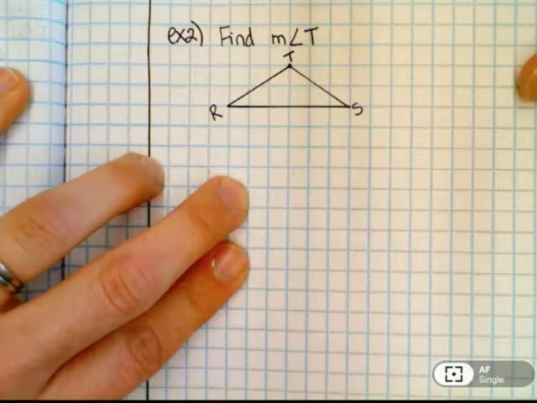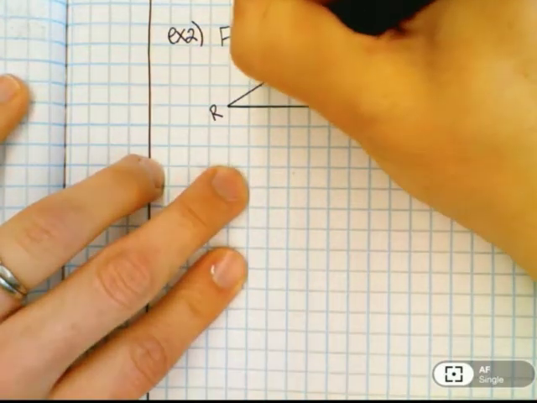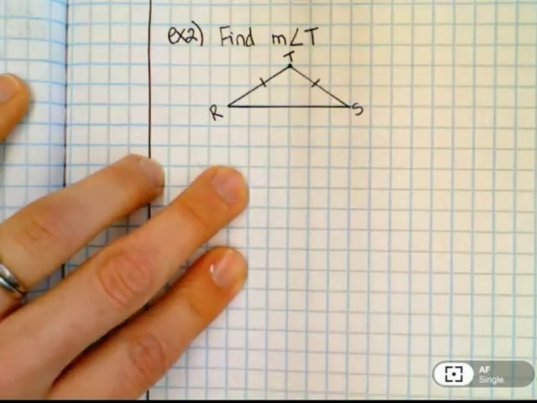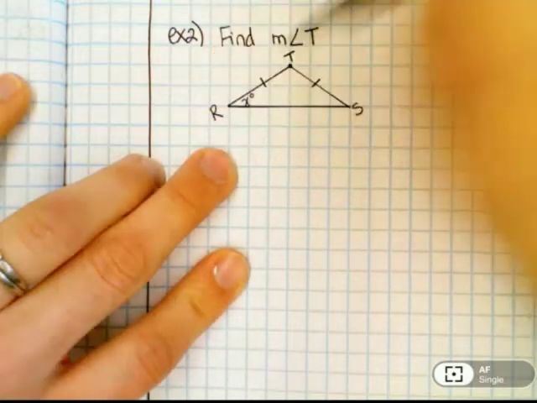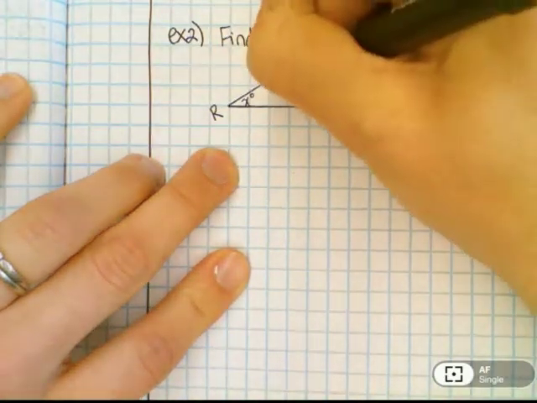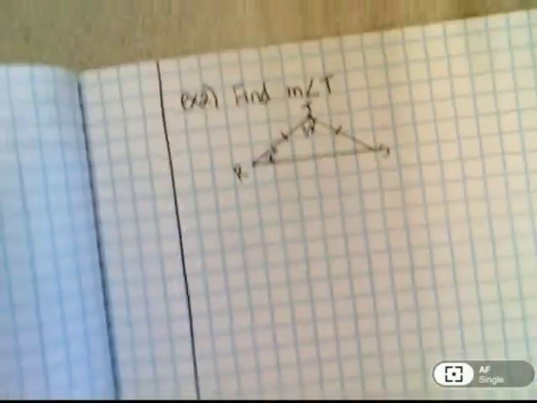RST is our triangle. And we know that those two sides are congruent. Therefore, we know we have an isosceles triangle. This angle is x degrees. This angle up here is 3x degrees. So that's the information that we know.